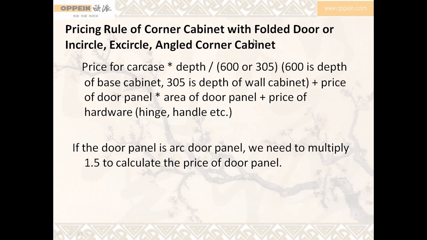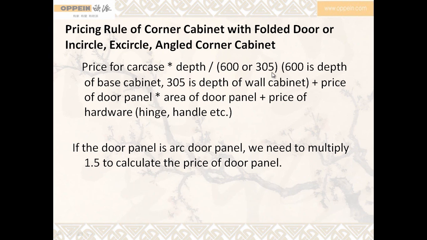Pricing rule of corner cabinets with folded door or in circle, X-circle, angled corner cabinets. The formula is presented here. Price for carcass multiply depth, divide 600 or 305. So, when it is base cabinet, then use 600, which is the depth of base cabinet. When it is wall cabinet, then use 305, which is the depth of wall cabinet.